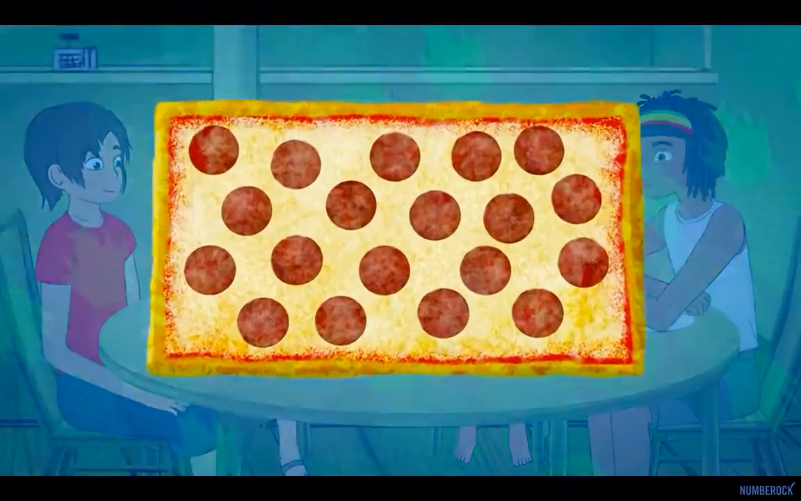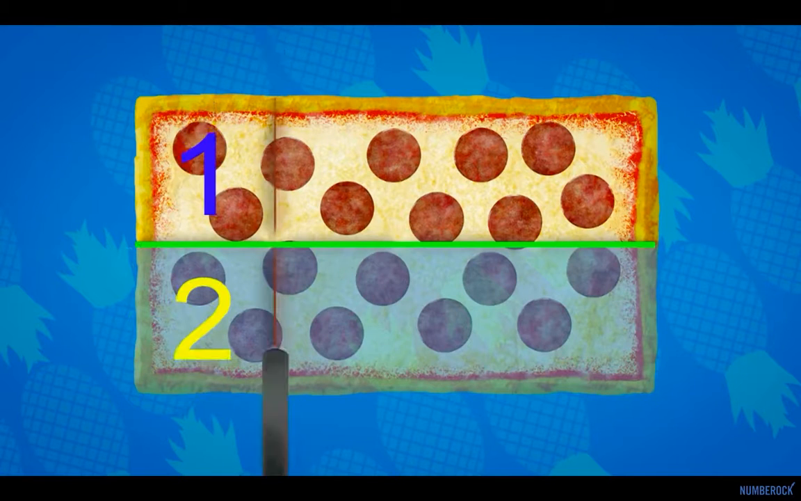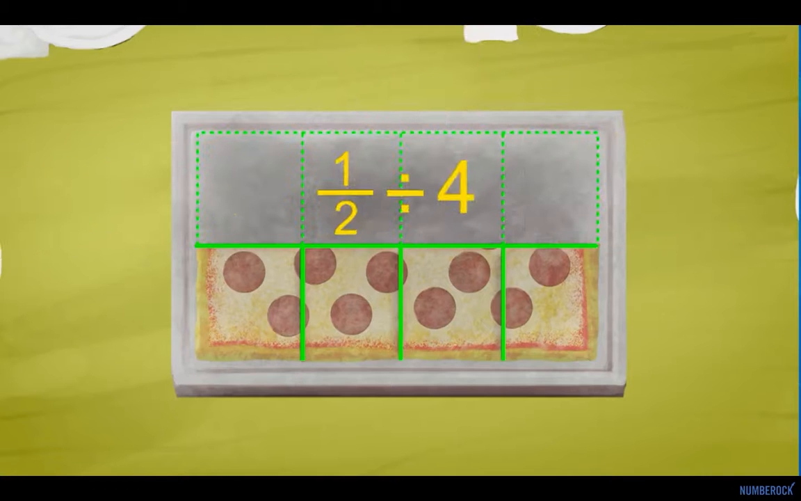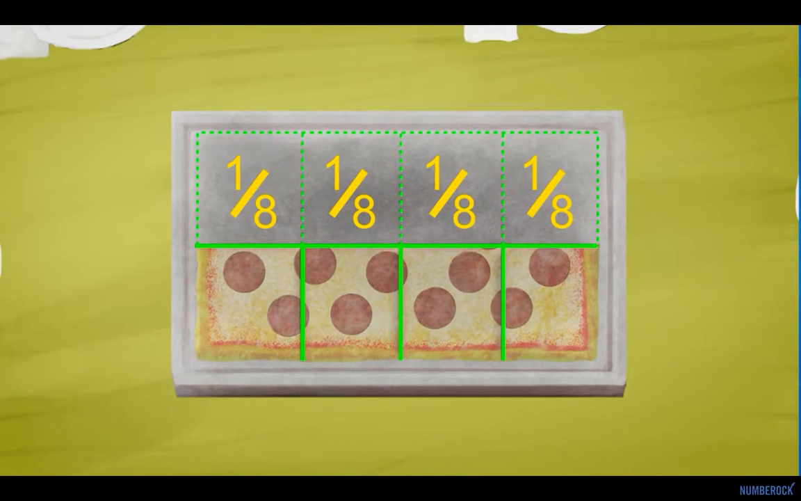Sat down at a pizzeria and shared one half of a pizza. One half divided by 4 is 1/8. That's the amount of the pizza each of them ate.